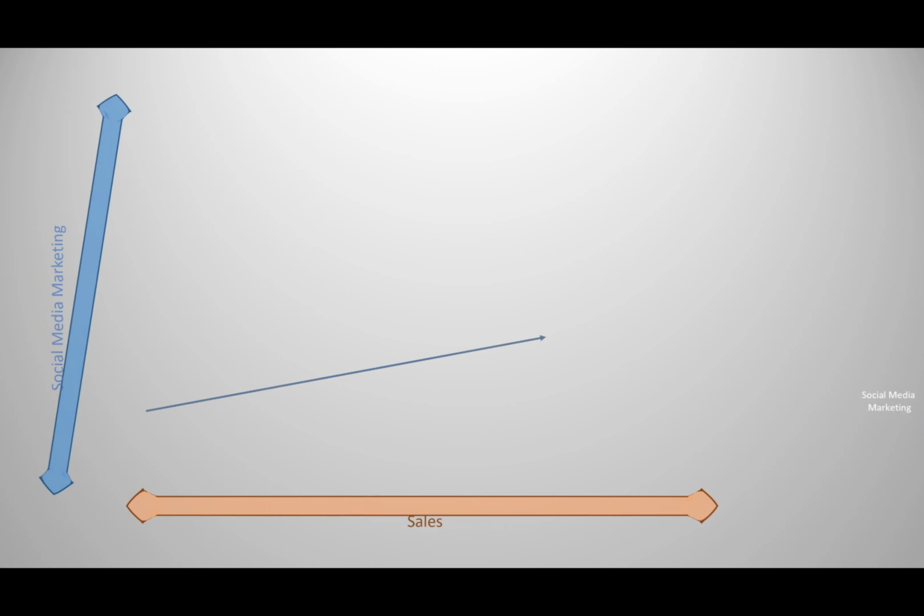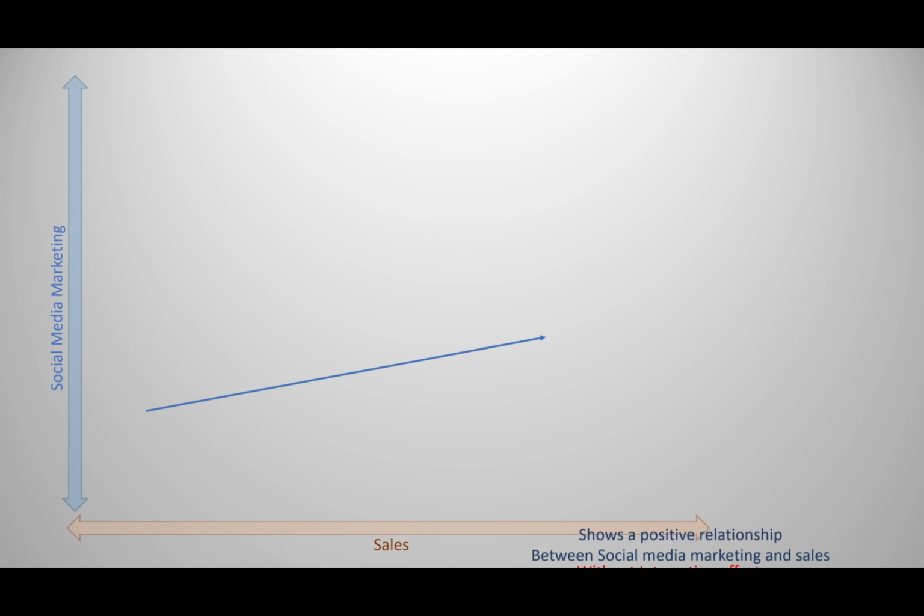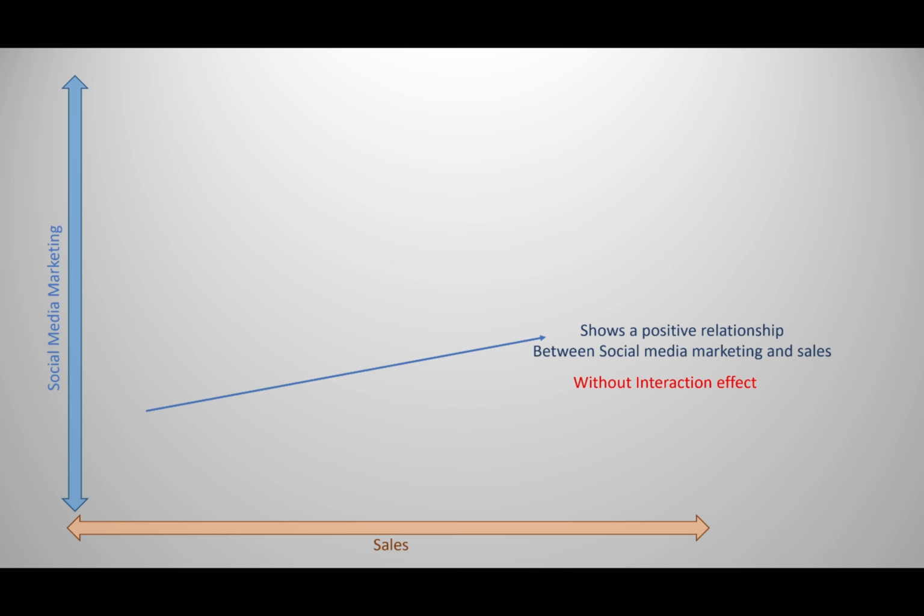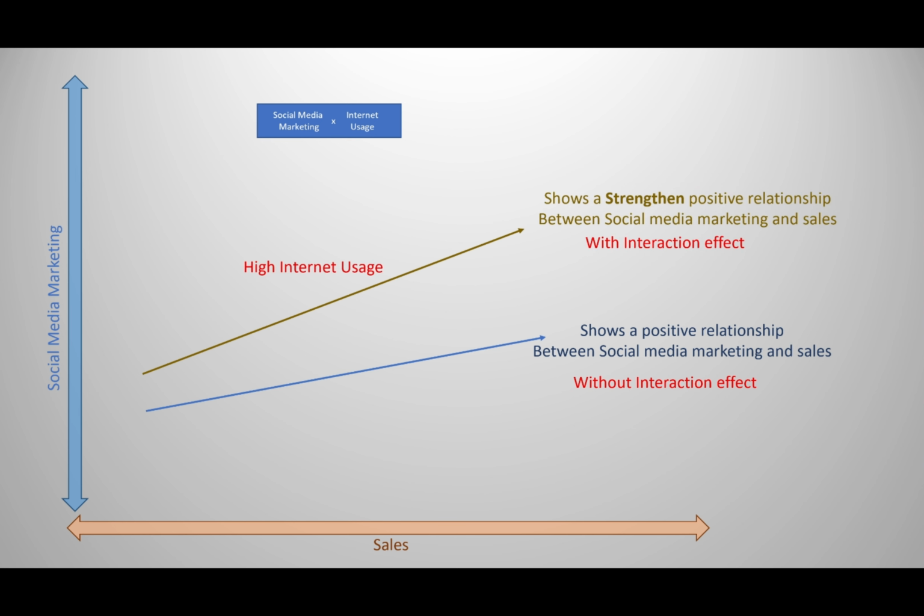If I create a graph of the relationship between social media marketing and sales, you can see it would be like this. For example, there is a positive relationship between social media marketing and sales. The more social media marketing is increased, the more sales are recorded. This is without any interaction effect. If I introduce the interaction effect in this case, and we test the relationship again, we check that the relationship has changed. Now you can see the relationship is more positive. There is a strength in the relationship when we introduce this interaction effect.